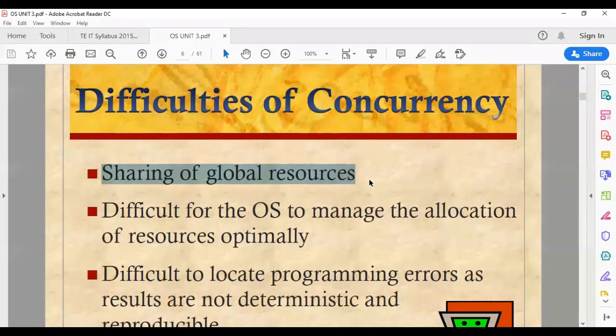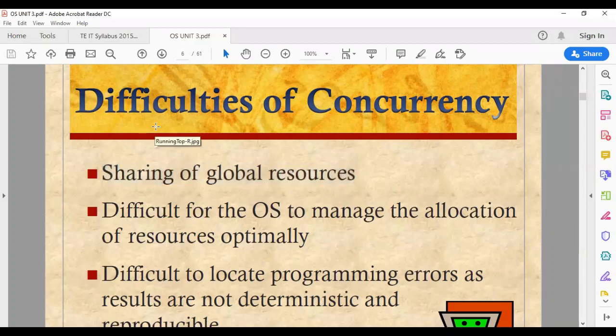You have got the meaning of concurrency: in concurrency, more than two processes are executing simultaneously. So how will they share this global resource? That is the first difficulty in concurrency.